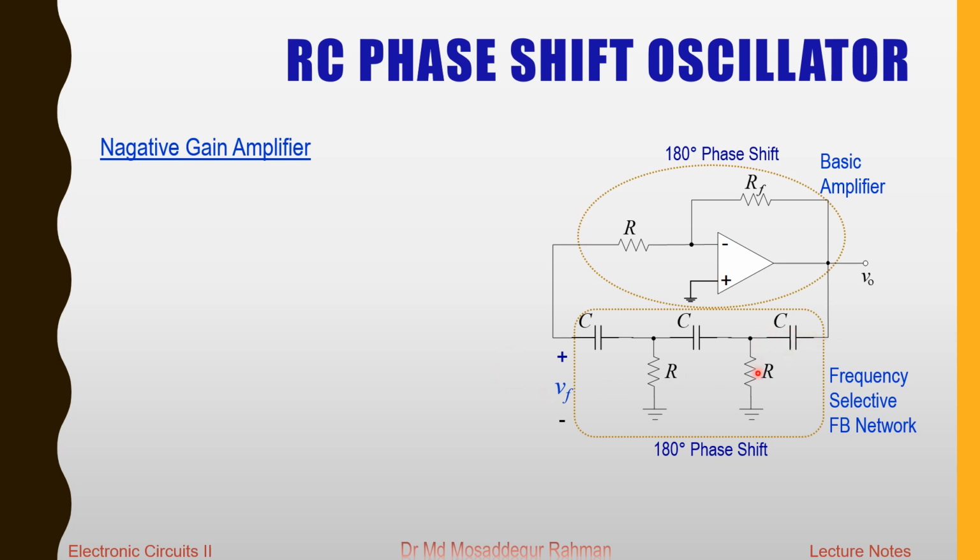So if you design each of these segments so that they can provide 60-degree phase shift each, the three RC circuit segments together will provide a phase shift of 180-degree. So that is the basic idea, and that is why this is also called the RC phase shift oscillator. Each of the circuits is shifting the phase of the signal by 60-degree, and thus providing the necessary 180-degree phase shift from input to the output of this feedback network.